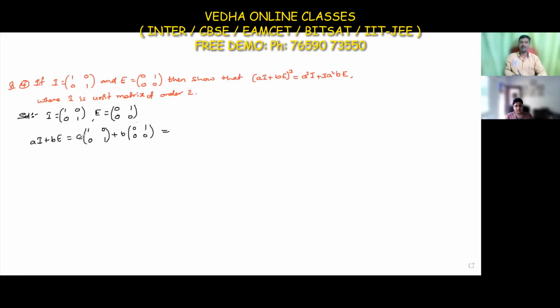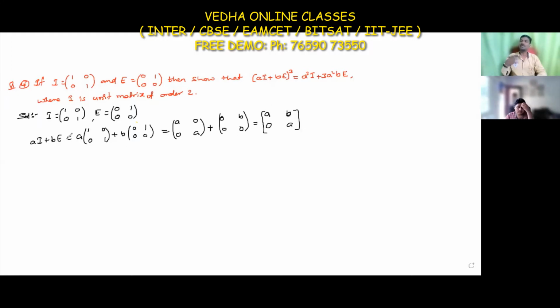[[0,1],[0,0]]. Now multiply inside with the coefficients: a into 1, a into 0, a into 0, a into 1, plus b into 0, b into 1 is b, b into 0, b into 0, so zeros only. Now add the corresponding elements: a plus 0 is a, 0 plus b is b, 0 plus 0 is 0, a plus 0 is a. So this is the value of aI plus bE.